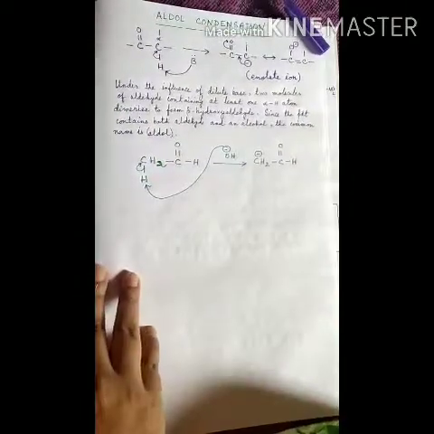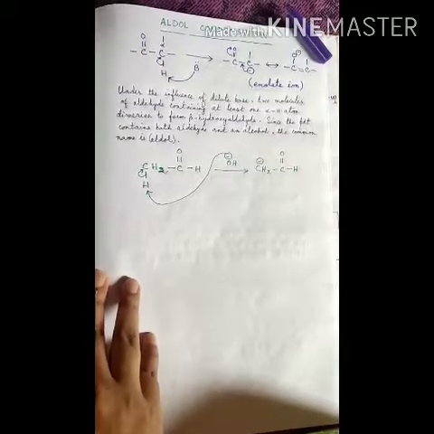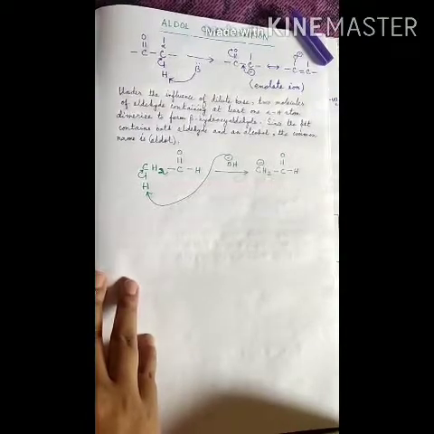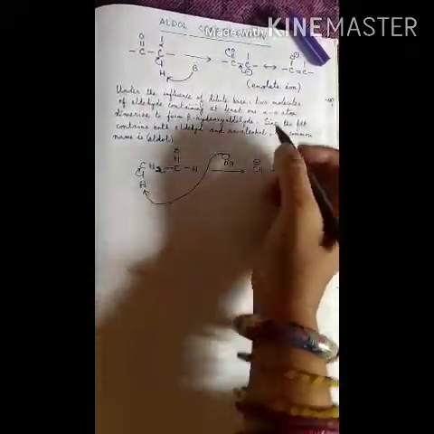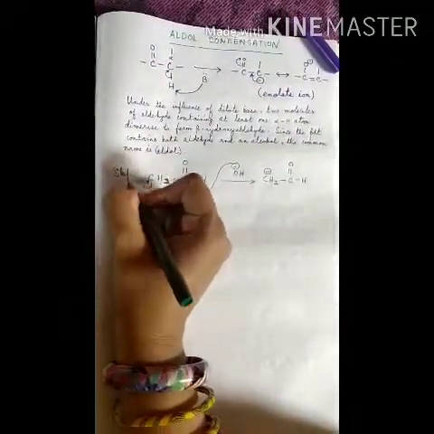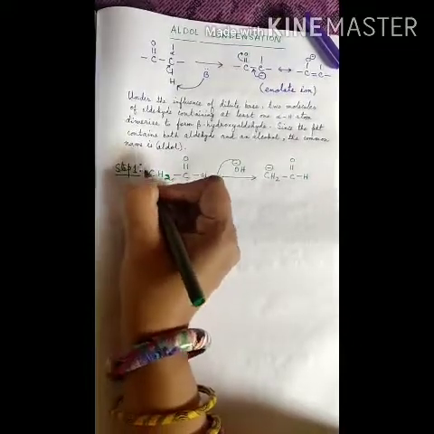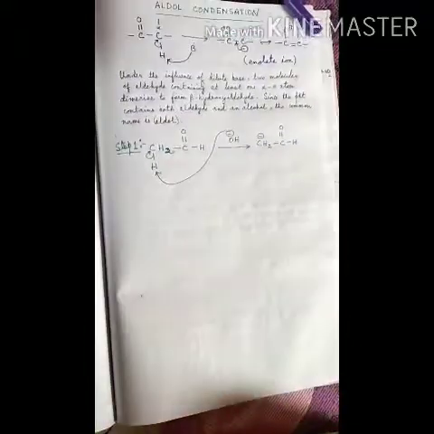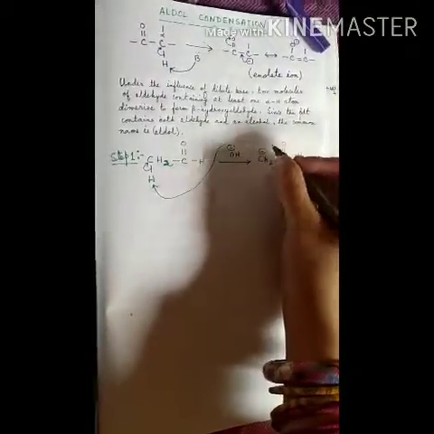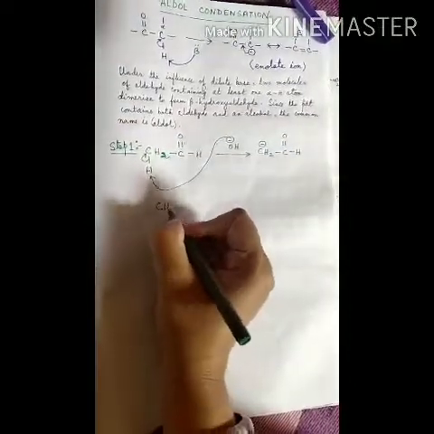Step 1 is that the hydroxide ion will abstract a proton from the alpha carbon, and we will get a resonance stabilized enolate ion. This resonance stabilization I have shown above. So this is our step 1, and this is our slow step, or the rate determining step. Now after this, the enolate ion will be attacking another same aldehyde.